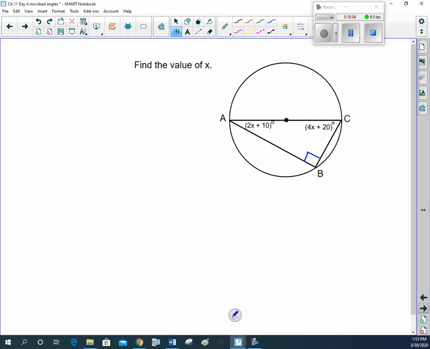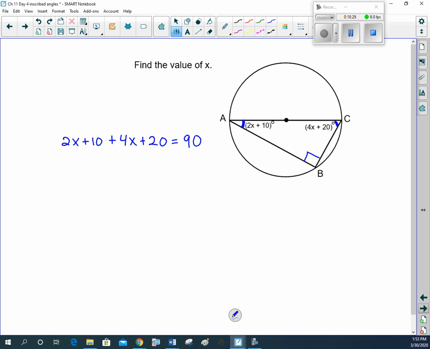So the only assumption I can make that's true is that 2x plus 10 and 4x plus 20 have to add up to 90. That's all I know is true. Between those two angle measures, that has to equal 90, right? Because inside a triangle is 180, and I know that angle B is 90. So these two are complementary. This angle and this angle right here are complementary. They add up to 90.